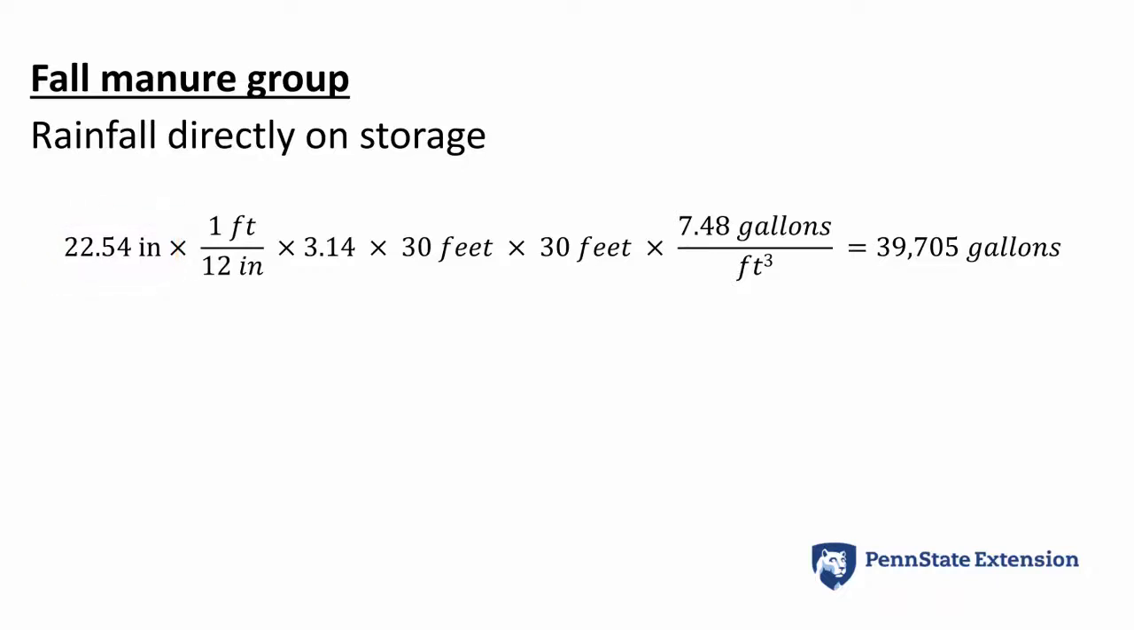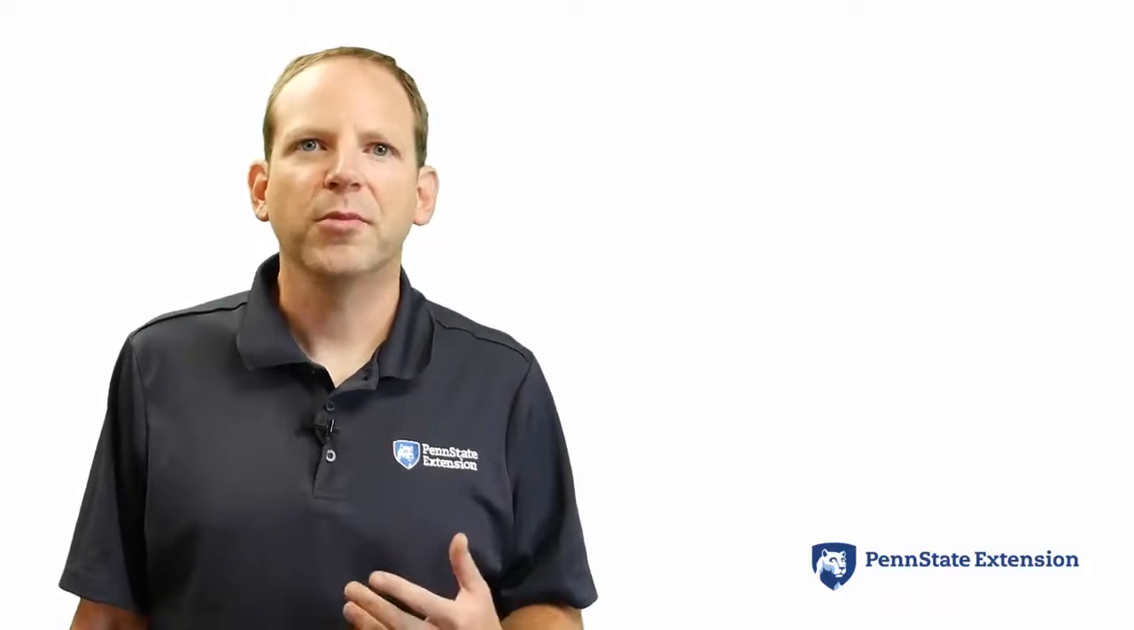We convert this into feet by dividing by 12 inches per foot, then multiply the rainfall depth by pi and the radius of the storage squared, or 30 feet times 30 feet. This would give us an answer in cubic feet, but we want our answer in gallons, so we have to multiply by a conversion factor of 7.48 gallons per cubic foot. The result is 39,705 gallons.